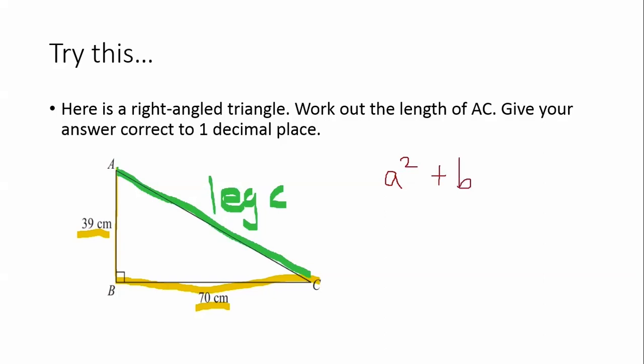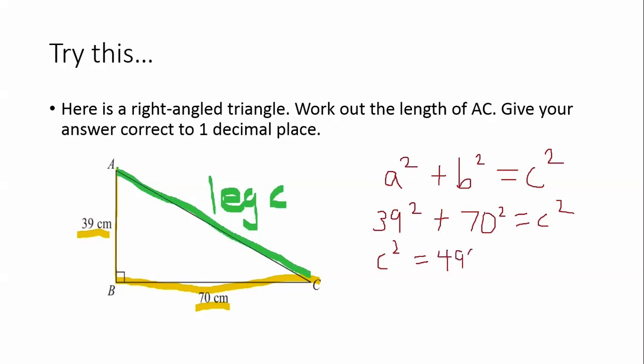A squared plus B squared is equal to C squared. A squared, which is 39 squared, plus B squared, which is 70 squared, is equal to C squared. So C squared over here is equal to 70 squared plus 39 squared. So 70 squared over here we have 4900 plus 39 squared, which gives us 1521, is equal to C squared.